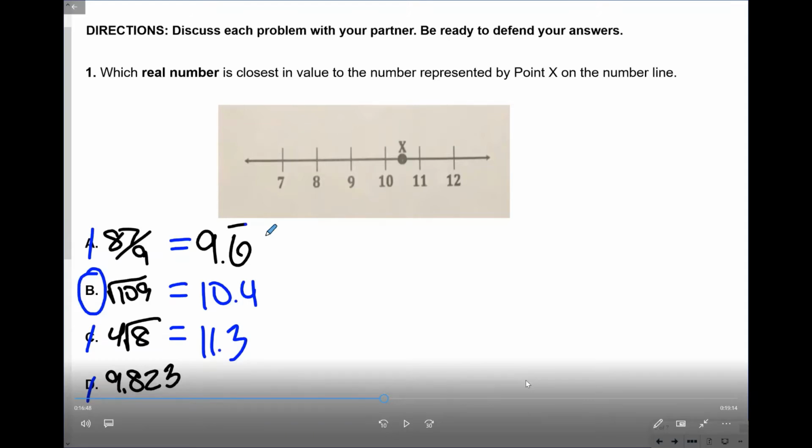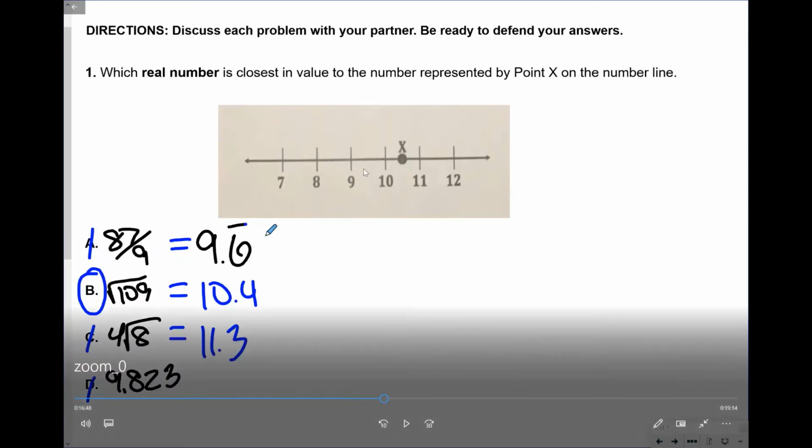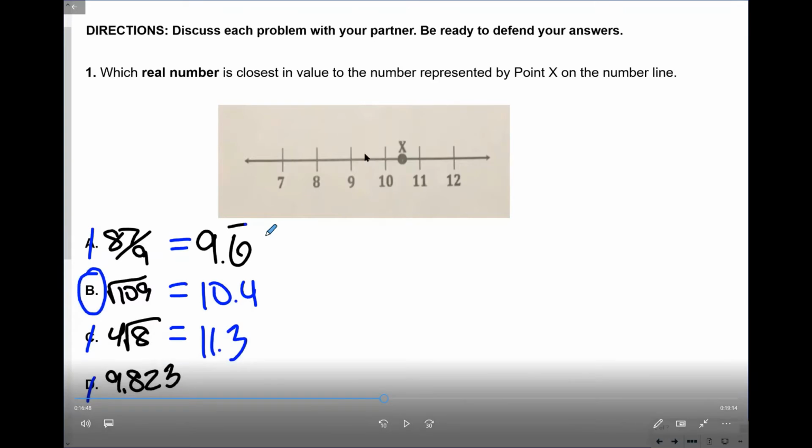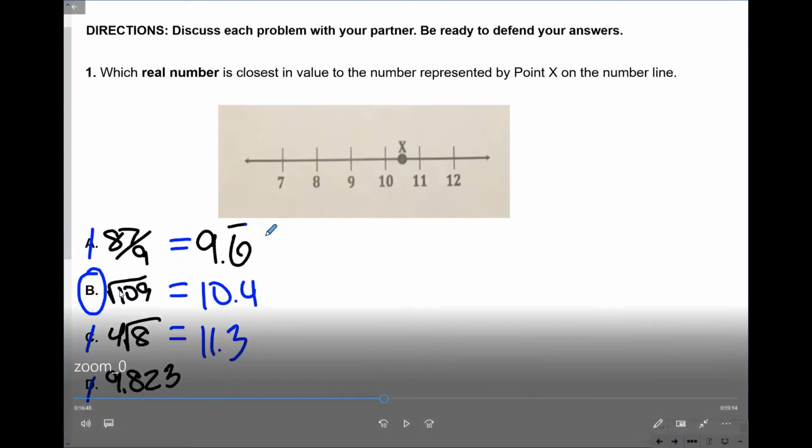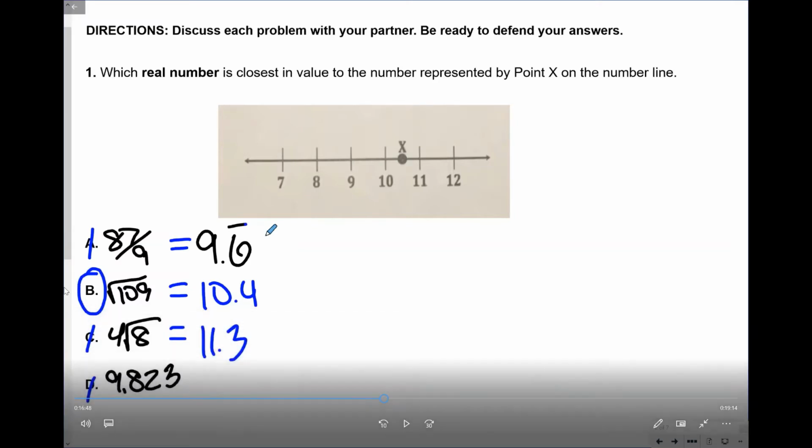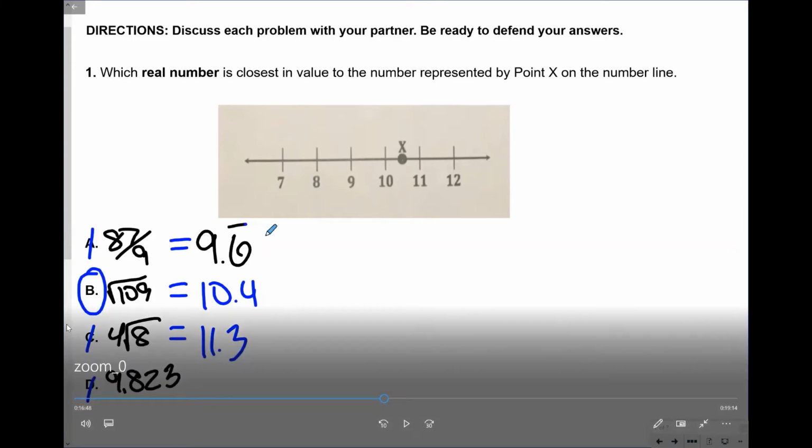You see in choice A, 9.6. That's not between 10 and 11. If X was right here, then yes, that would have been our answer, but it's not. So that's not it. Then we see B, we got 10.4. That is between 10 and 11. So that is our answer. If we go to C, we get 11.3. That is not between 10 and 11. That is over it. If it was between 11 and 12, that would have been our answer.